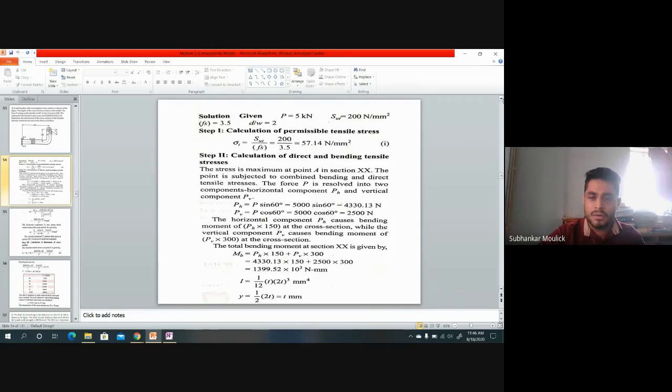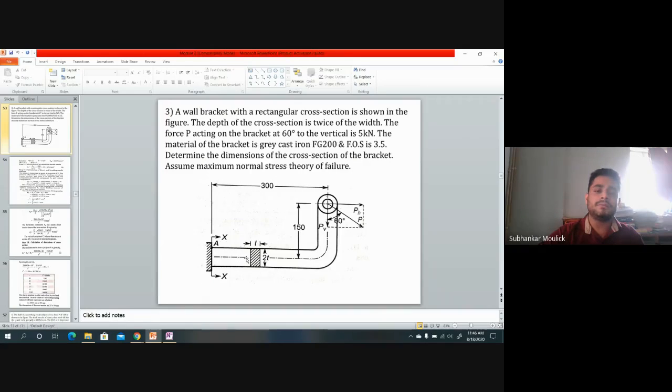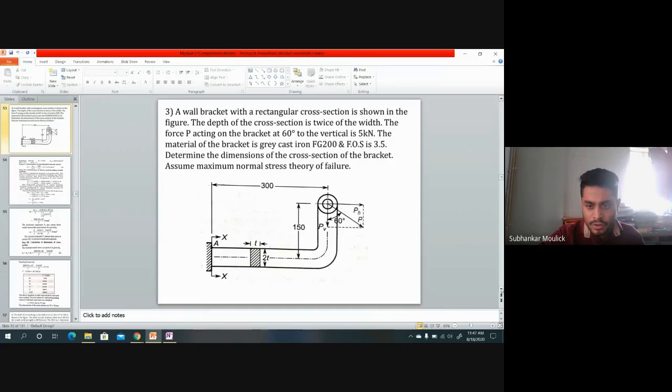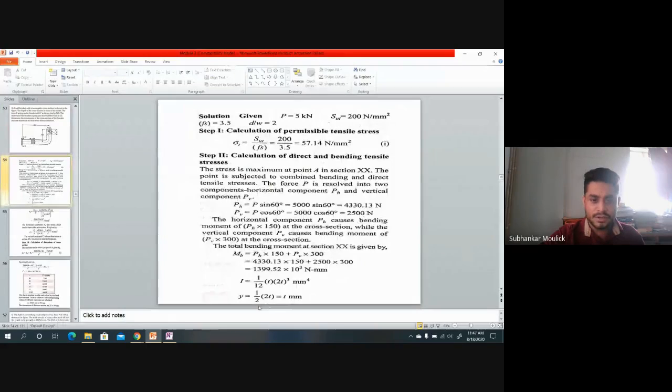And what is the value of Y? Value of Y is the distance from the neutral axis. Either you can take this upward distance or this bottom distance. If this entire thing is 2T, then from the neutral axis this much portion is T and this downward portion is T. So the value of Y is T.